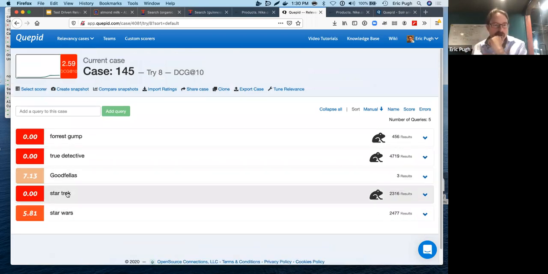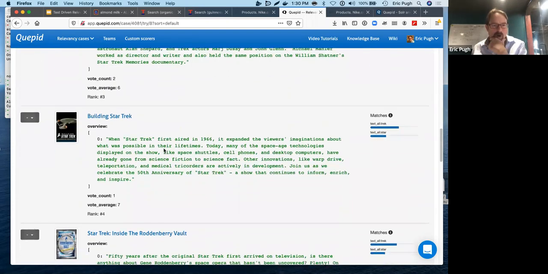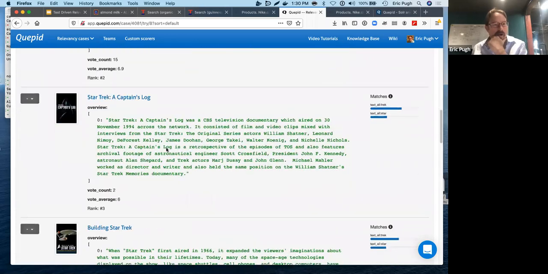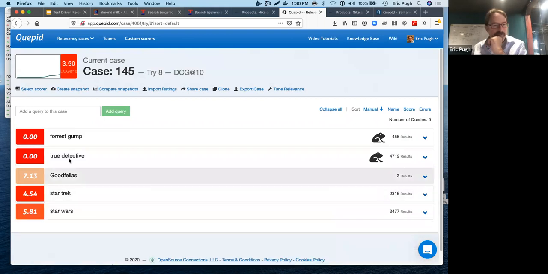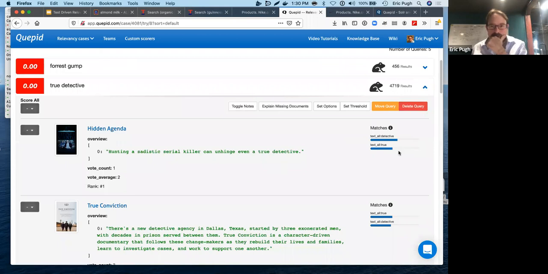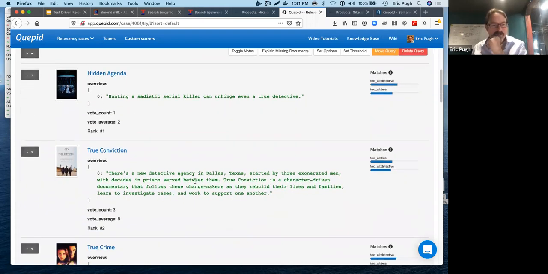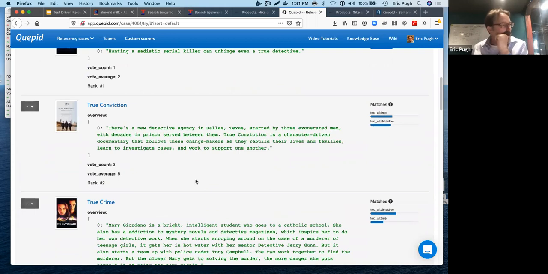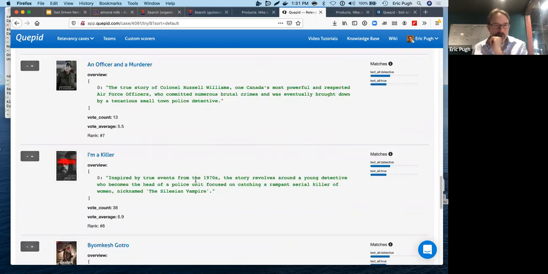I'm going to do the same thing for Star Trek. Another not popular one. All of these look pretty bad, right? So I'm going to go ahead and just rate them all as not great search results. True Detective. We're matching, right? So one of the things Quepid gives you is some tools to understand why we're returning the search results that we're doing. I don't know True Detective well enough to say what's a good result or not.